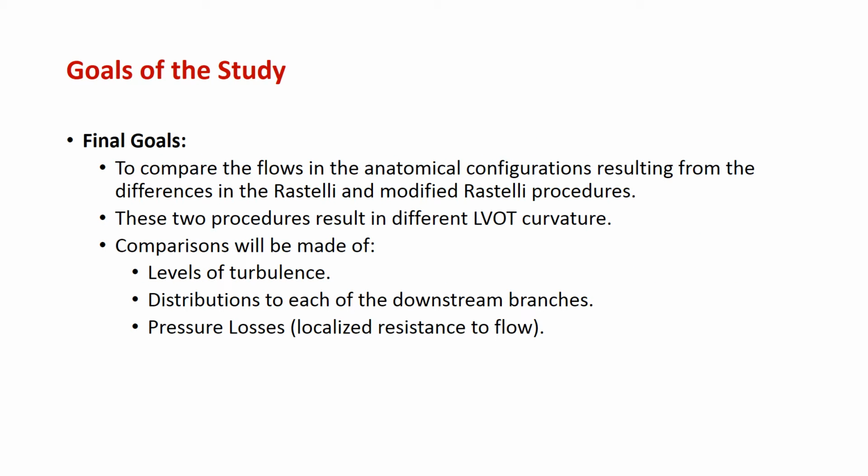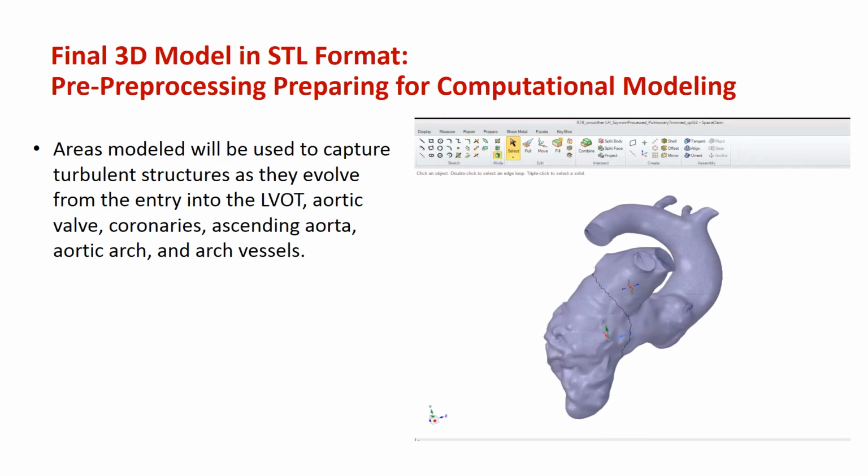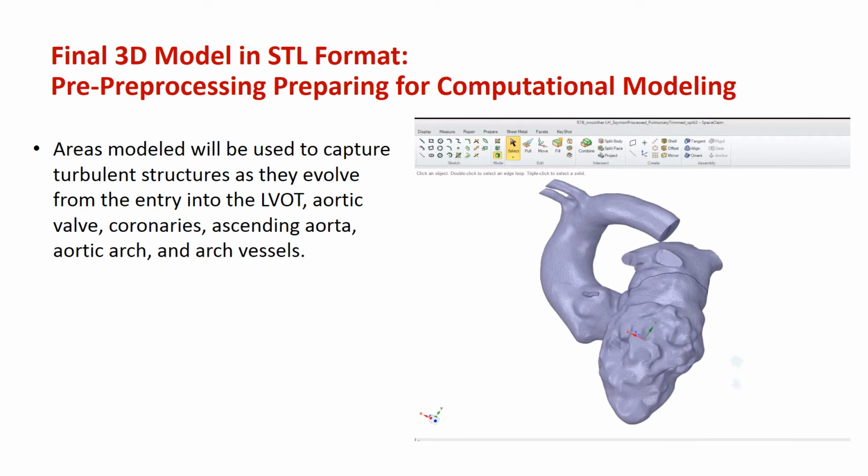Final goals: to compare the flows in the anatomical configuration resulting from the differences in the Rastelli and modified Rastelli procedures. These two procedures result in different LVOT curvature. Comparisons will be made of levels of turbulence, distributions to each of the downstream branches, pressure losses, and localized resistance to flow. Final 3D model in STL format, pre-processing preparing for computational modeling.